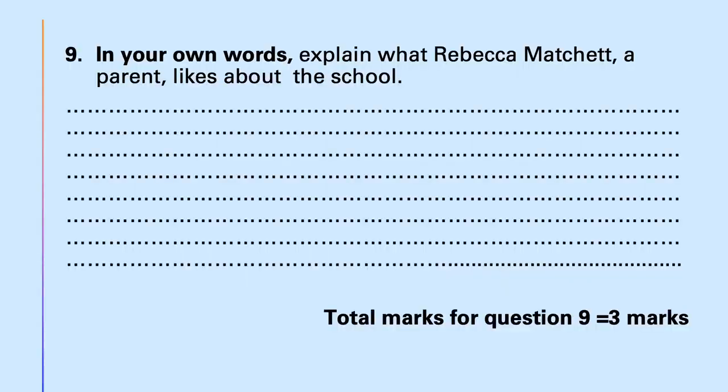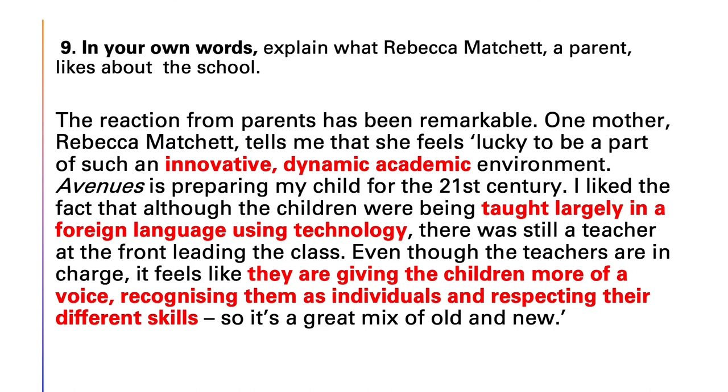Question number 9. In your own words, explain what Rebecca Measured, a parent, likes about the school. You have to structure the answer within 8 lines and you are getting 3 marks. 3 marks means you have to find 3 points and you have to use your own words. Here you can easily find the section that is related to Rebecca Measured.